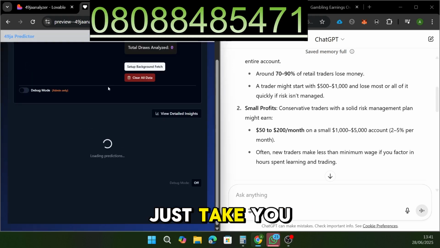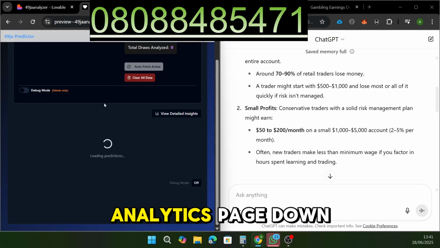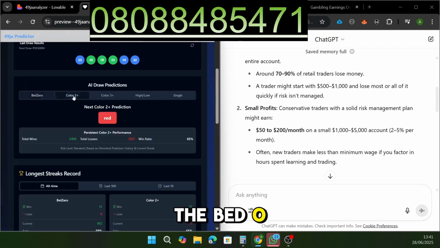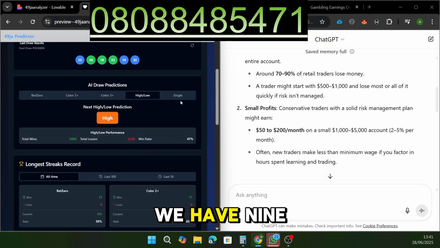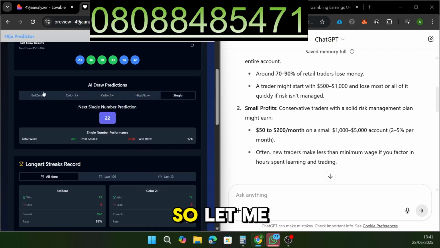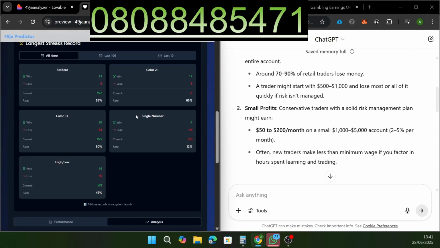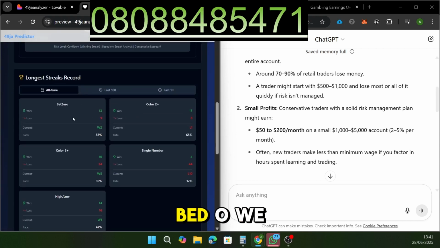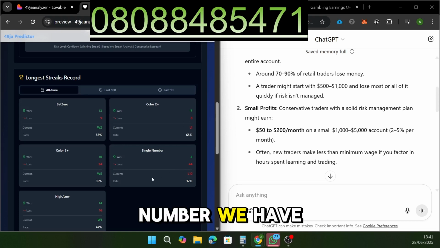Let me just take you through the analysis page down here. As you can see, we have predictions for the bet zero, 2 plus, 3 plus, high low, and single number. We have longest streak losses. On the bet zero, we have 9, on the 2 plus, we have 8, on the 3 plus, we have 24, on the single number, we have 44, on the high low, we have 16.